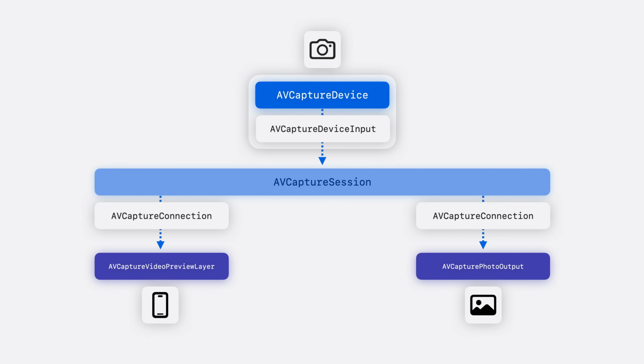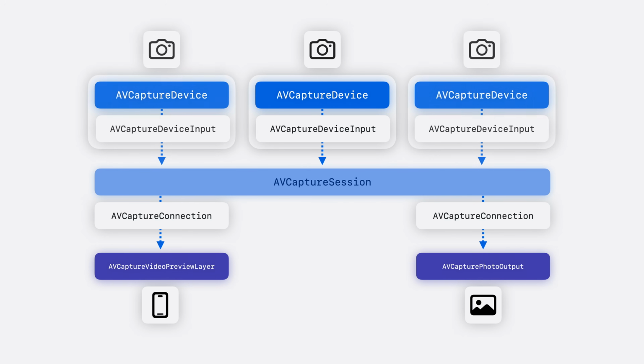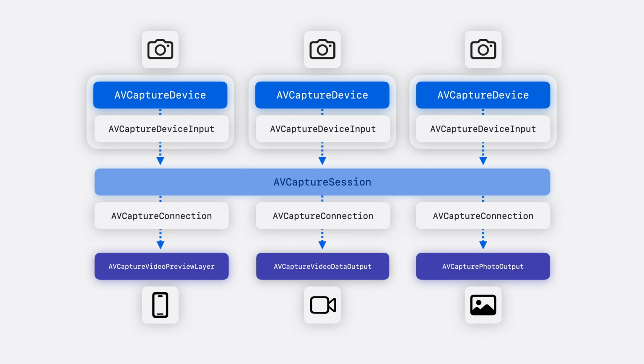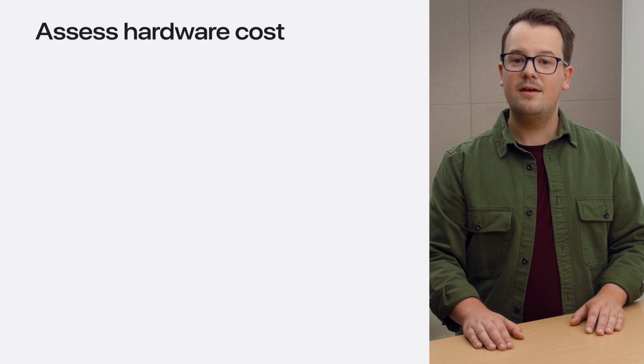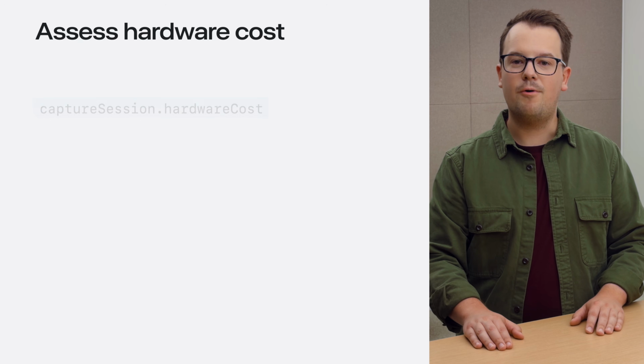Revisiting the architecture from earlier, there's a capture session, a photo output, and a preview layer. This is a fairly basic setup, but it grows in complexity as an app adds more cameras or input devices. As complexity grows, so does the performance cost. Understanding the capture session's cost helps you design for a sustainable experience. The Hardware Cost API returns a value between 0 and 1.